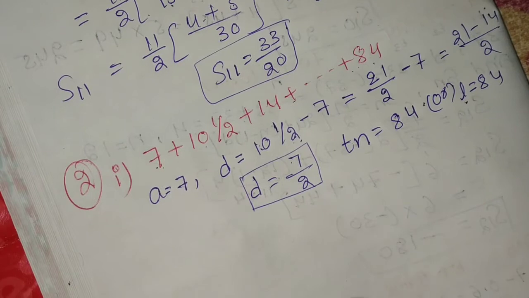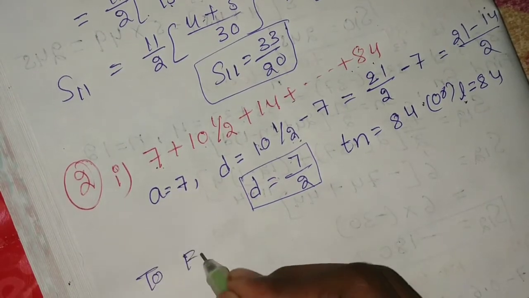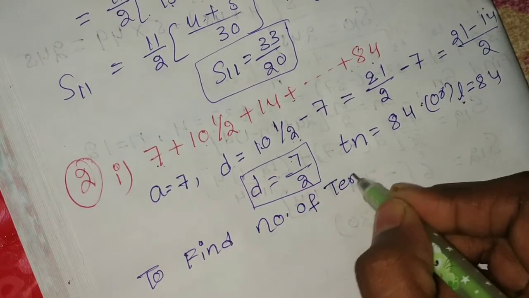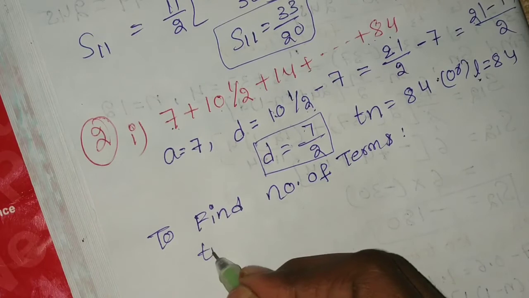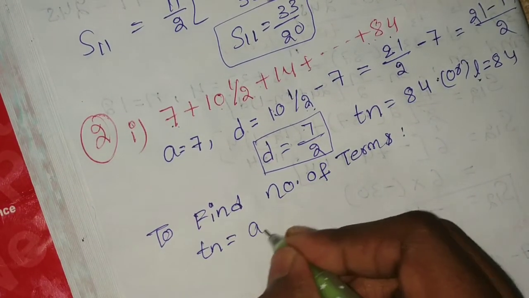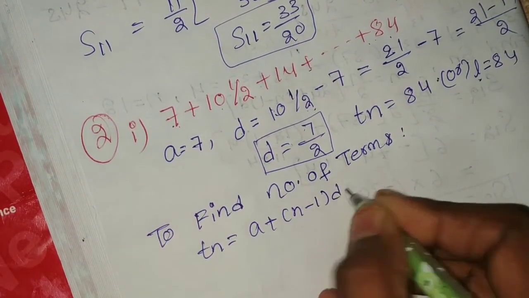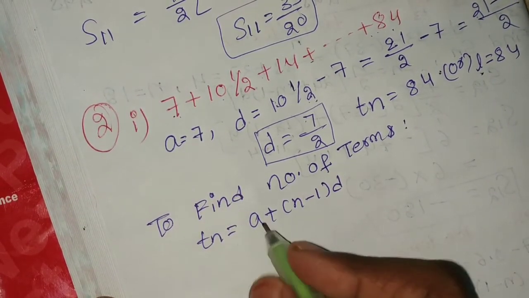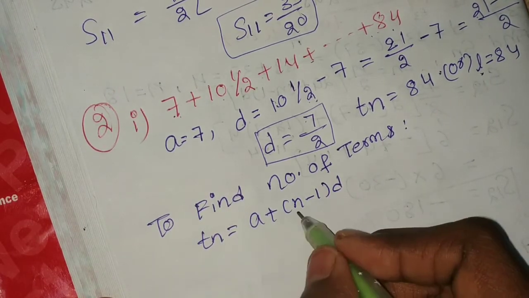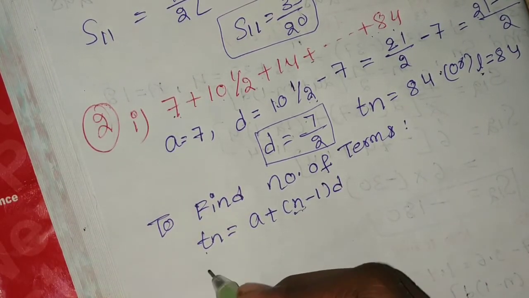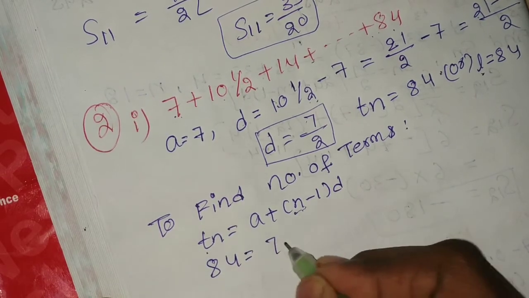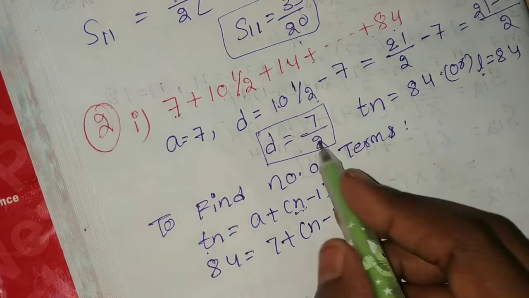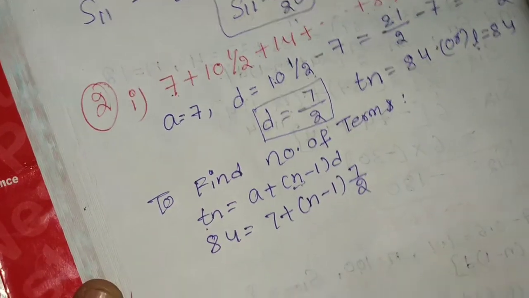So let's start, to find the number of terms. What is Tn here? Tn is equal to A plus n minus 1 into D. Are you getting? Sorry, not the last term. We need to find small n. What is Tn? That is 84 is equal to 7 plus n, this we need to find, minus 1 into, what is D? 7 by 2. Substitute this.